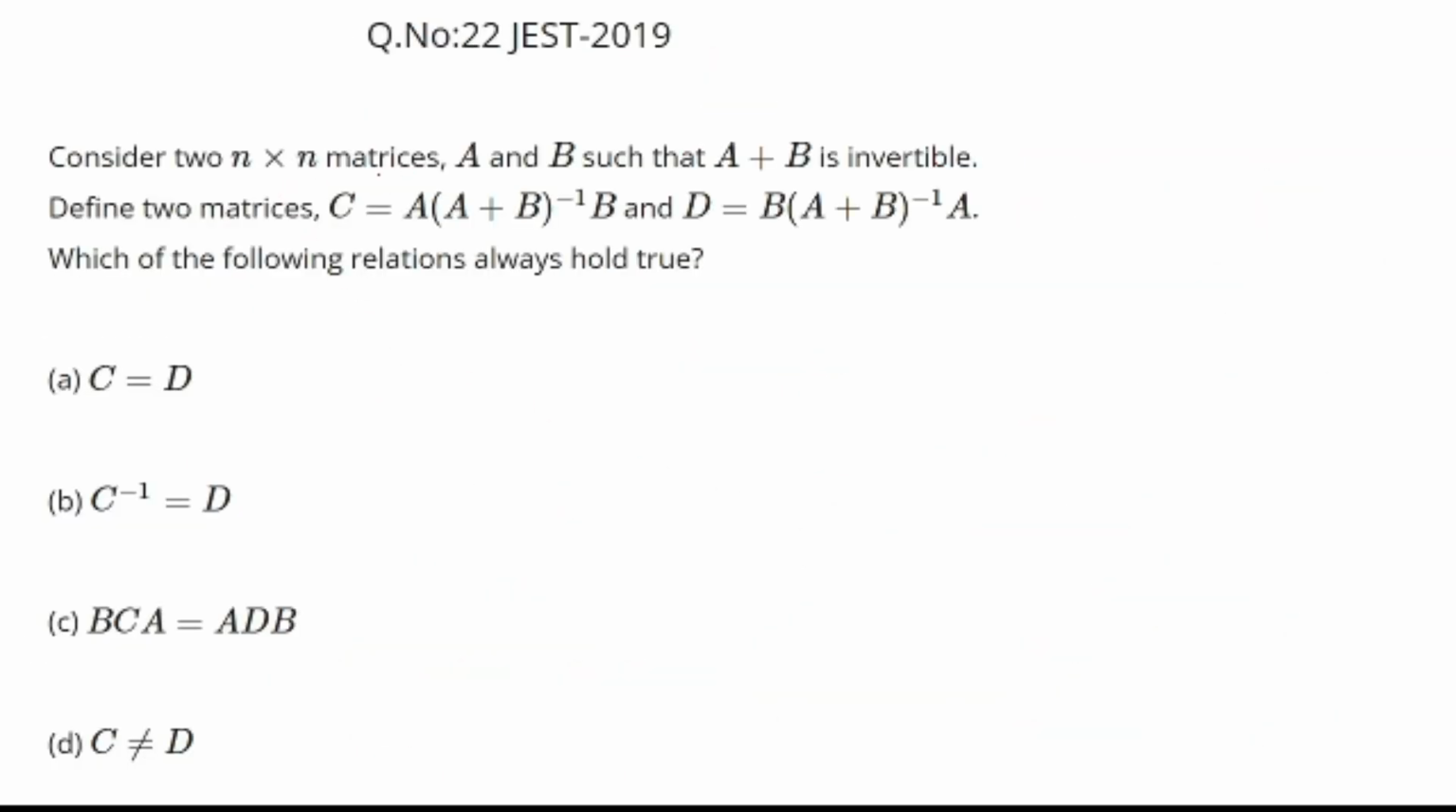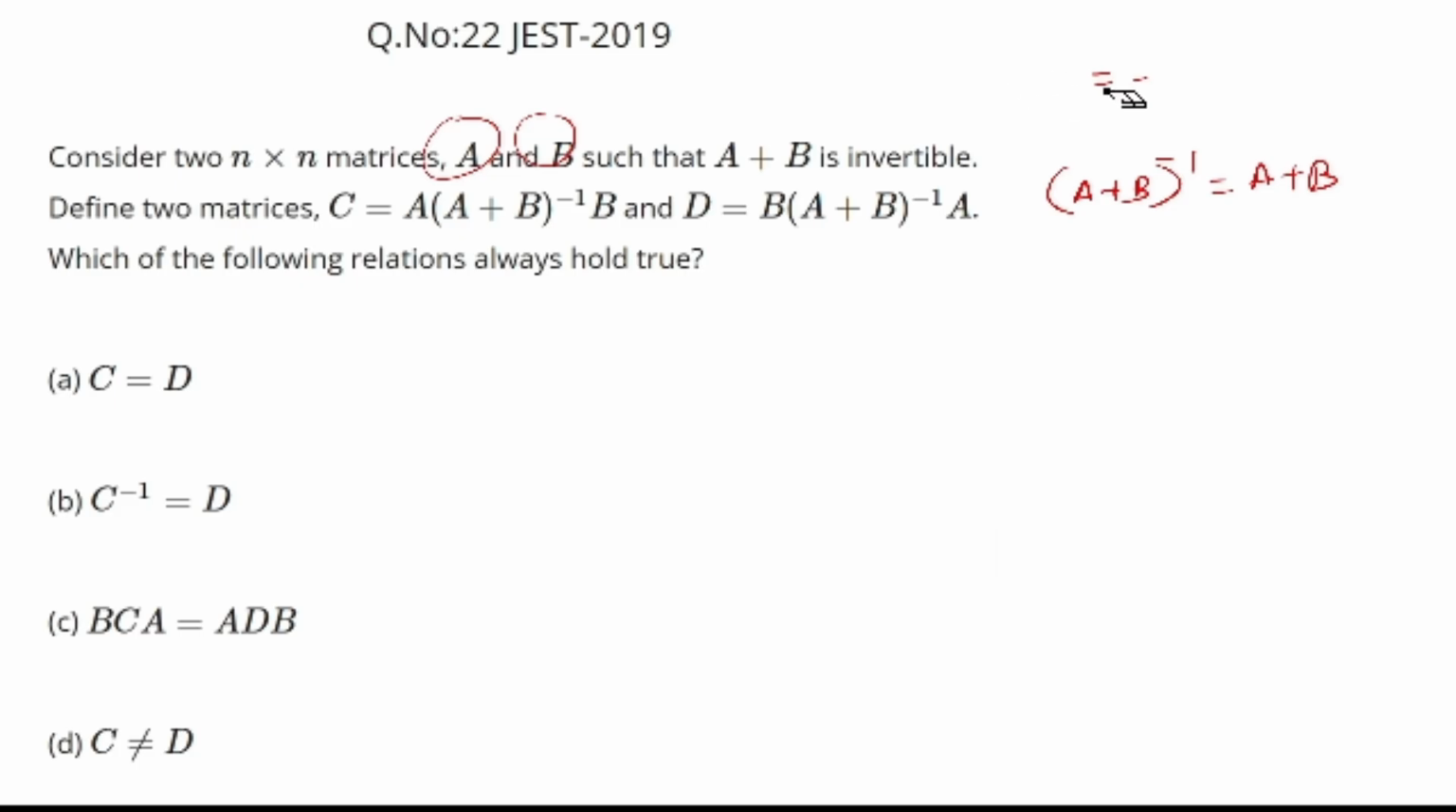Again, another question. A and B are such that A plus B, an n cross n matrix, is obviously invertible. Invertible means the inverse matrix of this matrix will exist, and if we take the product then it gives the identity matrix. So A plus B inverse is A plus B. That is the condition of an invertible matrix.